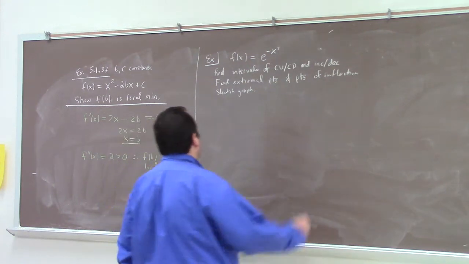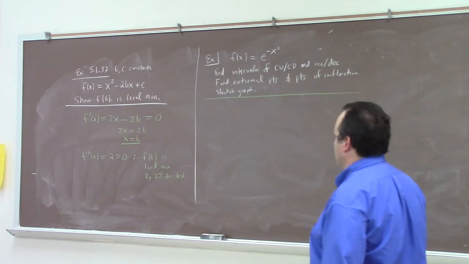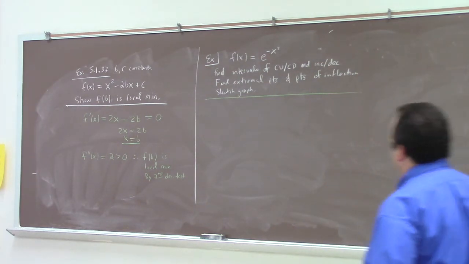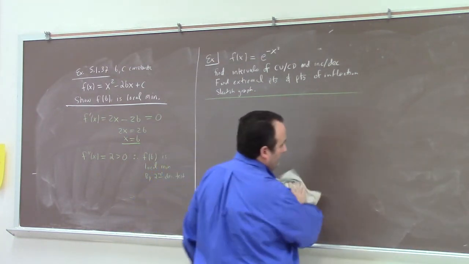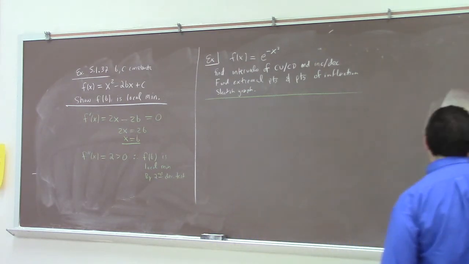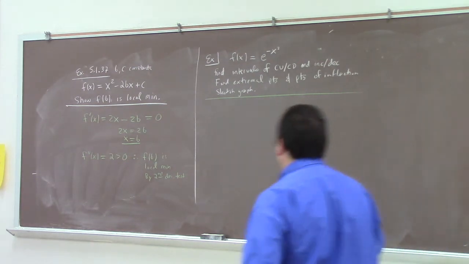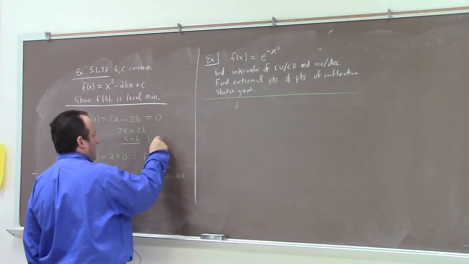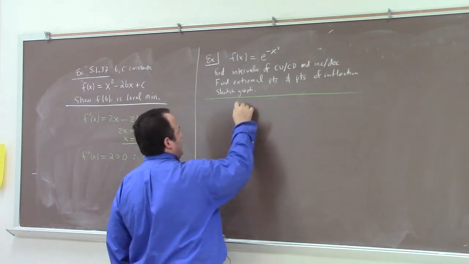Second one, this is on the next page in the notes, by the way, will require a little bit more thought. But the first step is the same. We've got to find the critical points. So, df dx is what?